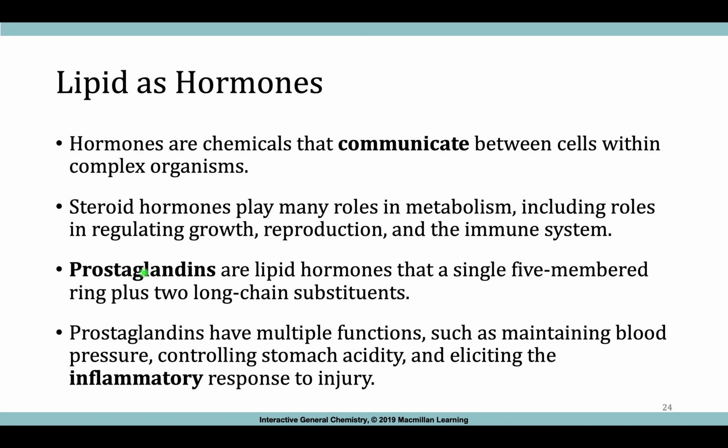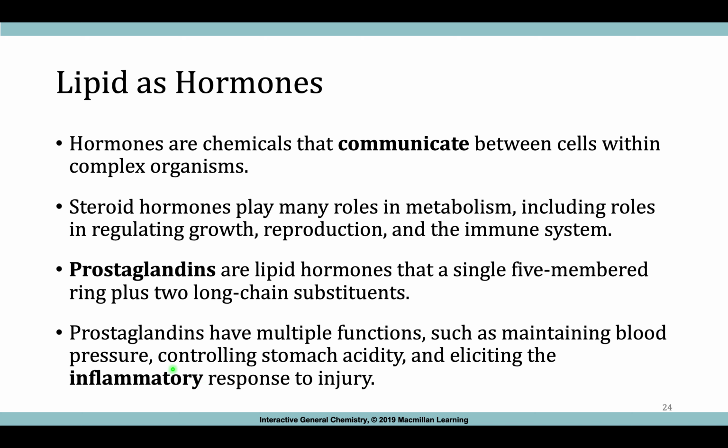Prostaglandins are another type of hormone, and they have a different type of core to them. We'll look at that in just a second. They are important for another variety of factors. Blood pressure, one of them, that's really important. Also, inflammatory response. They are responsible for eliciting that response when you get injured, things like that.